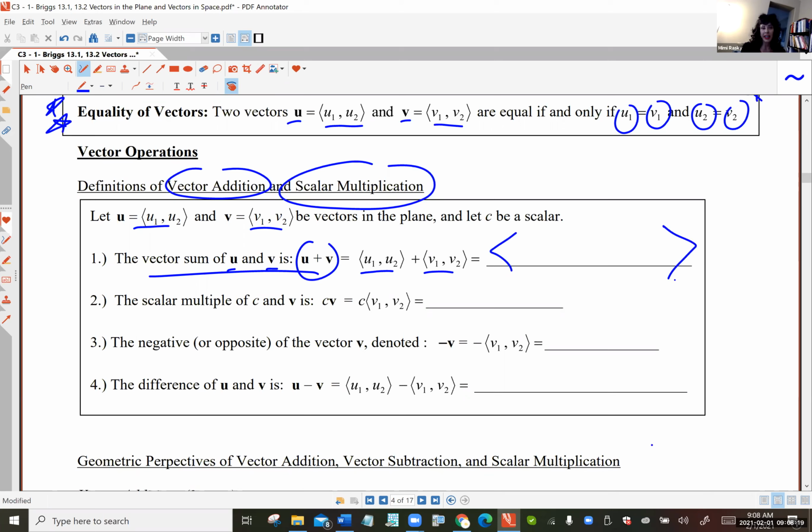Adding two vectors together is going to give you a vector. The first component, which I will call the X component, will simply be the sum of the two X components of these two vectors, comma, and then the Y component is just going to be the sum of the Y components of these two vectors. And you're done. There's your answer. Super easy. We'll do some examples in a bit.